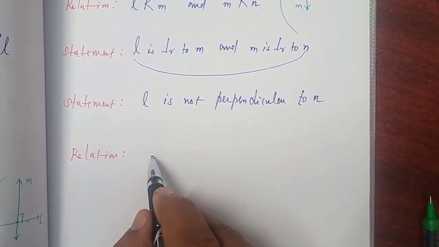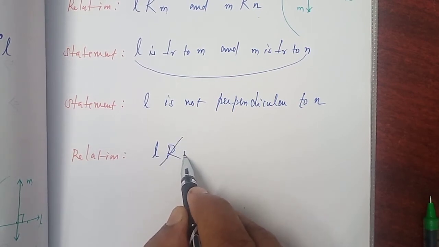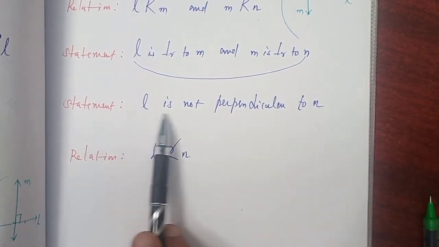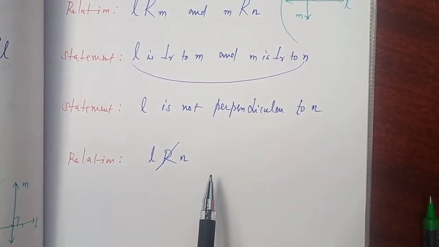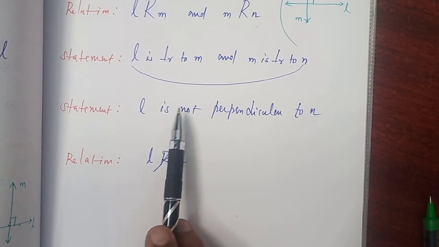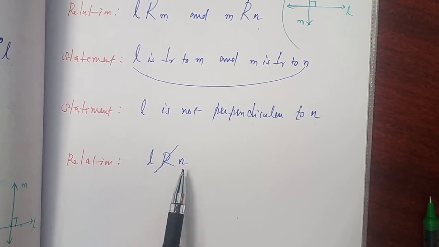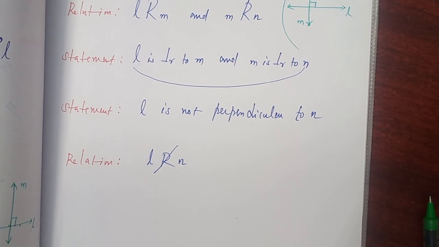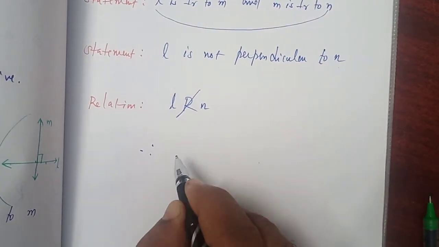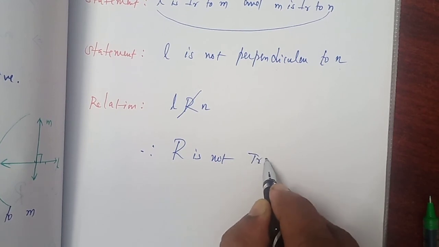Now you can write the relation. The relation is L is not related to N because the given statement is false. The given statement is perpendicular, but what we have proved is not perpendicular, which means it is not related. So L is not related with N. So it is not transitive. Finally, write the result: R is not transitive.